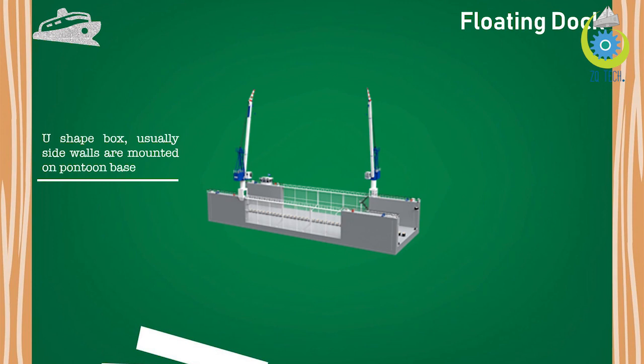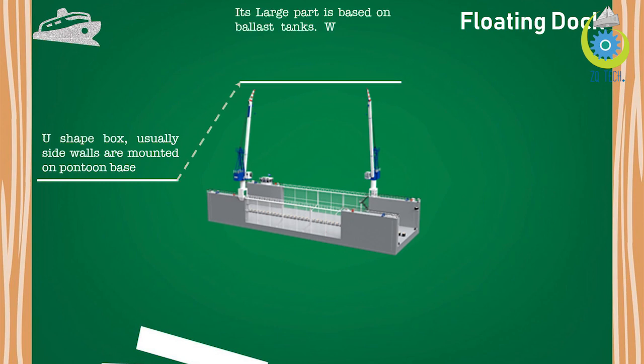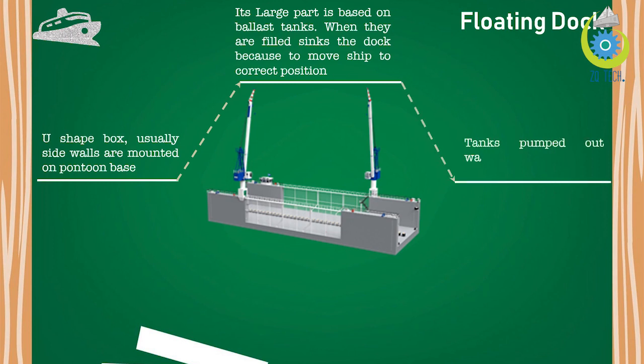Here are some important points of the floating dock. So let's start. It is a U-shaped block. Usually side walls are mounted on the pontoon base. Its large part is based on the ballast tanks. When they are filled in, the dock sinks so that the ship can be moved to the correct position. When the tanks are pumped out of water, the dock with the ship rises up.